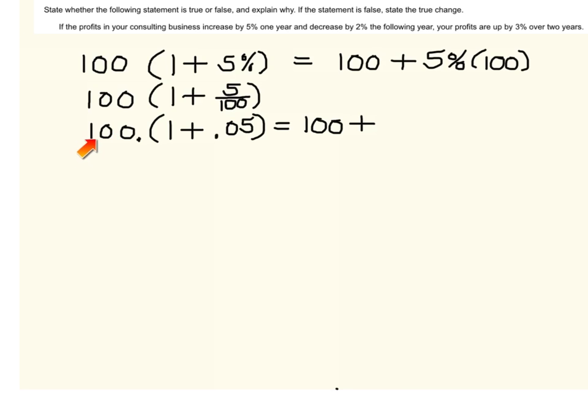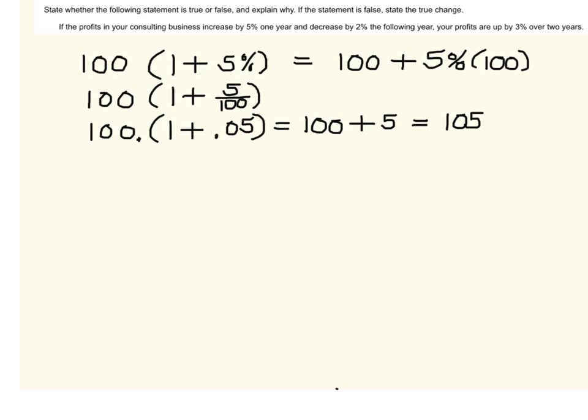turning the 100 into a 1. But if we move it to the left twice here, then we've got to move it to the right twice here to cancel each other out. And we end up with 1 times 5, which is 5. So 5% of 100 is 5. And 100 plus 5 is 105. So we end up with 105 at the end of the first year. So if the profits for your consulting business increase by 5% in 1 year, and they're $100 to start, then after that 1 year, they'll be 105.